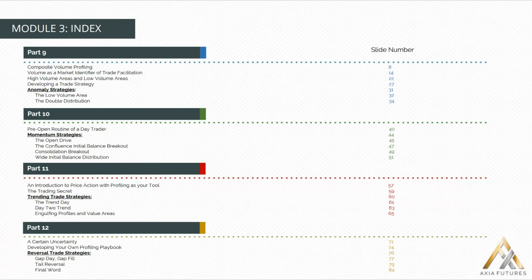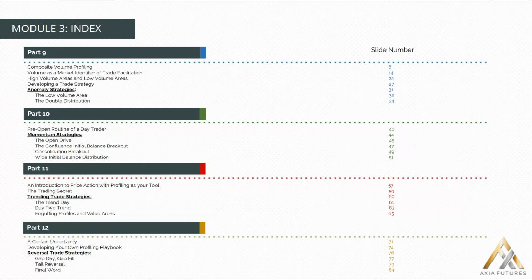Then in Part 11, we are going to discuss the principle of using the price ladder with volume profiles to make trading decisions, as well as the trading secret. We will then move on to trend strategies based on the volume profile. These will include trend days, day 2 trend, and engulfing profiles and value areas.